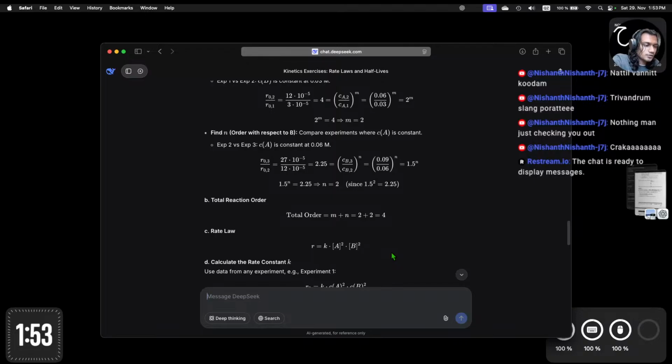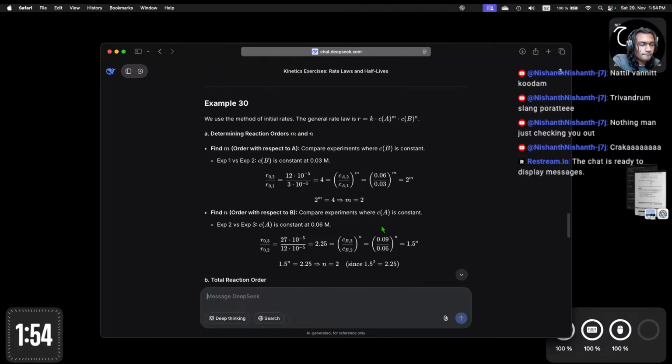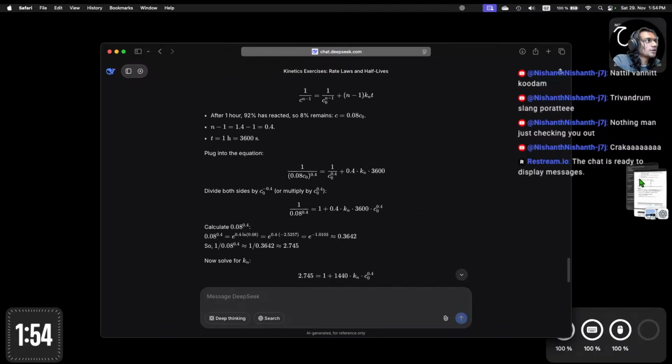So, example 30. Something like that. We can see that here. We got 3 by 2. That's 3 by 2. Okay. Then, example 31. Okay, there we go. What's 31?